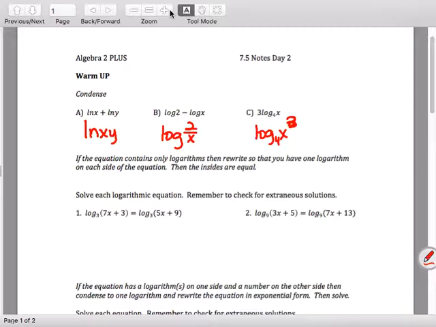I strongly recommend before you start your homework today, reread these notes and pause after a sentence or after a group of problems and look at what did we do? Why did we do that? What properties or definitions, why did we do what we did? That will really, really help.